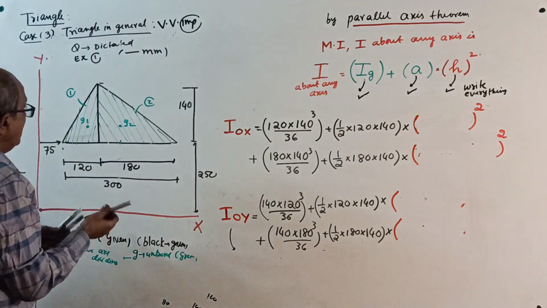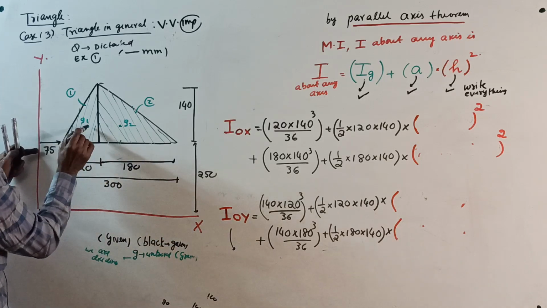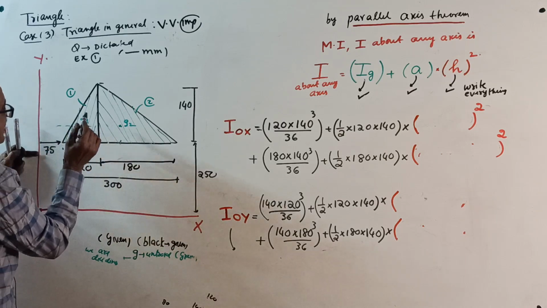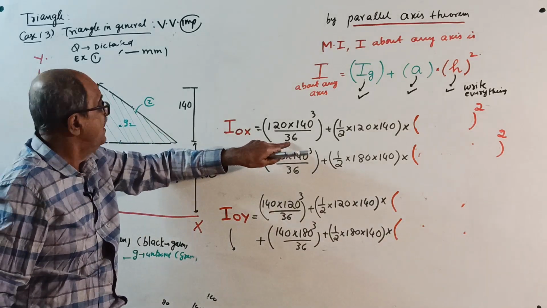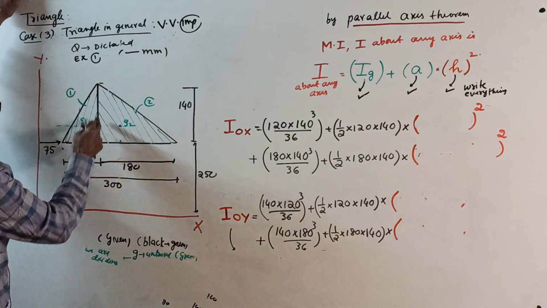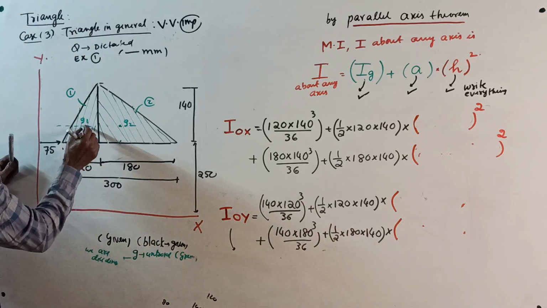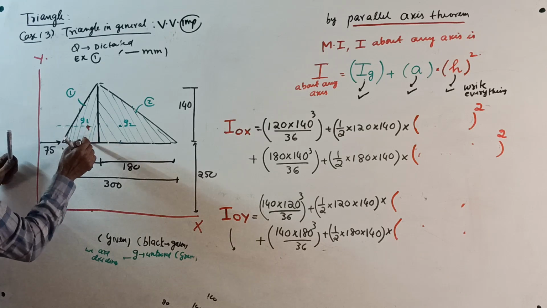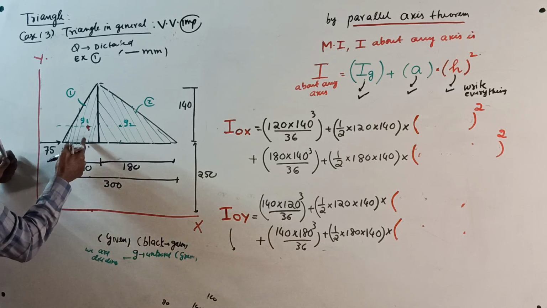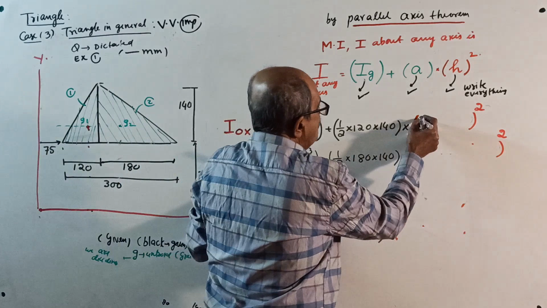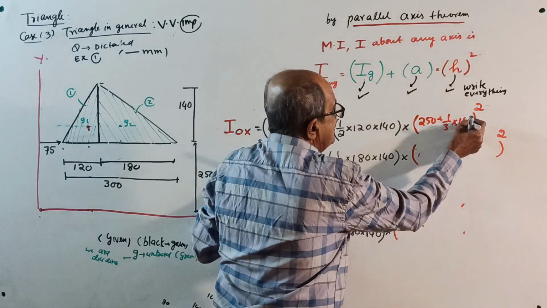First, I about the OX axis. First, its own centroidal axis. Here, right angle triangle: 120 into 140 cube by 36 plus area, half into 120 into 140, into, from centroid to this axis, perpendicular distance squared. This distance is 250 plus 1/3 of 140, 250 plus 1/3 of 140 whole square.